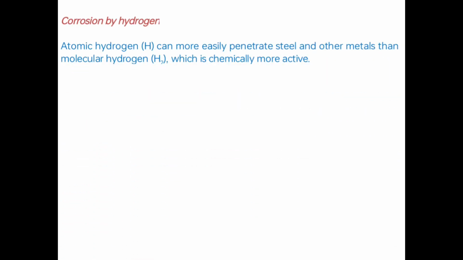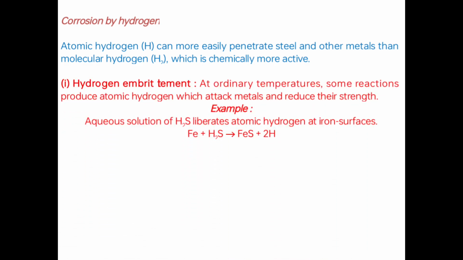Corrosion by hydrogen. Atomic hydrogen can more easily penetrate steel and other metals than molecular hydrogen, which is chemically more active. Hydrogen embrittlement. At ordinary temperatures, some reactions producing atomic hydrogen will attack metals and reduce their strength. Example, aqueous solutions of H2S liberate atomic hydrogen at the iron surface. Fe plus H2S gives FeS plus 2H.